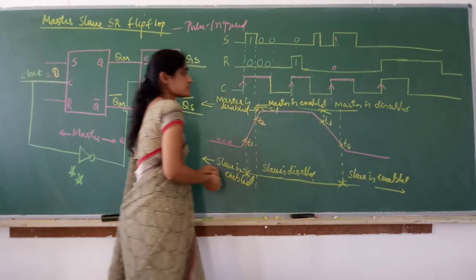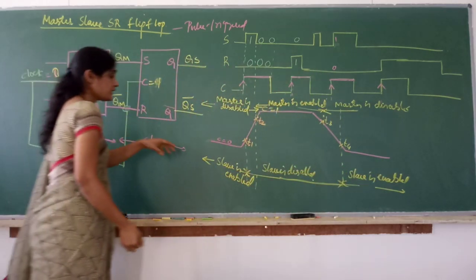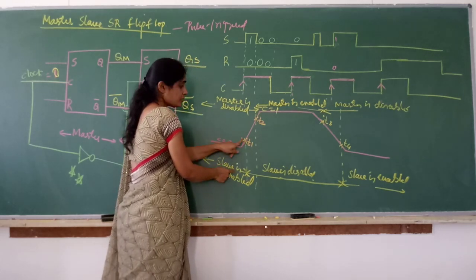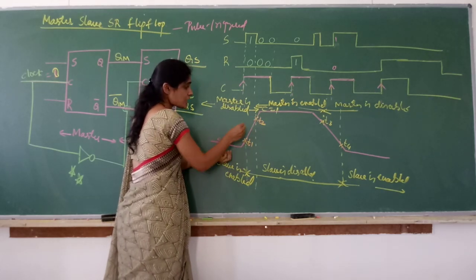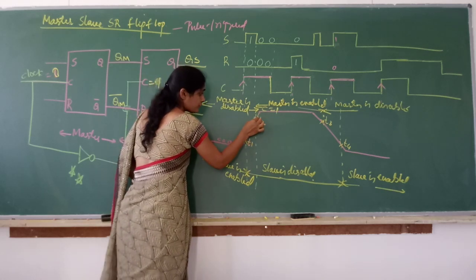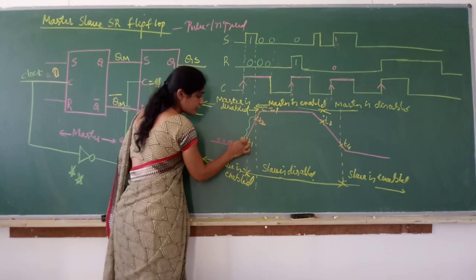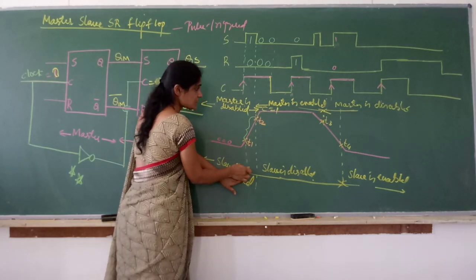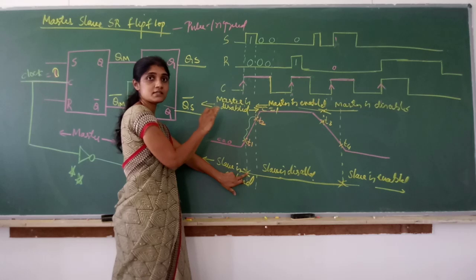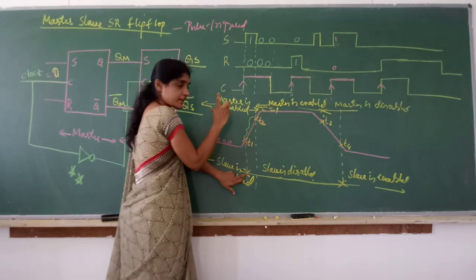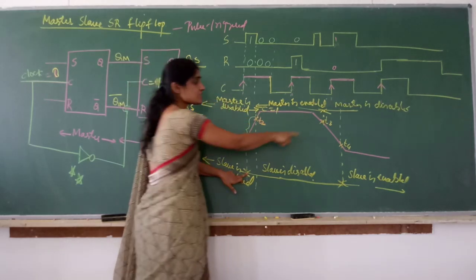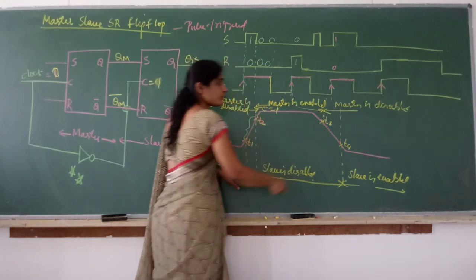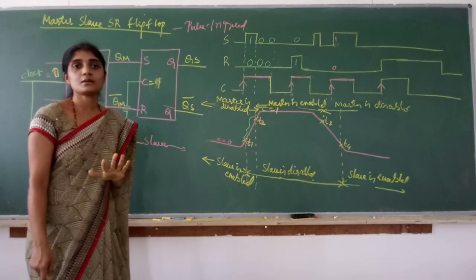Okay, let me explain again. Till T1, master is enabled. From T1 to T2, just have a look: slave is disabled, and master is also disabled. This is very important. For a very short period, both at the rising edge and the falling edge of the clock, that means from T1 to T2 and from T3 to T4, both master and slave will be disabled.